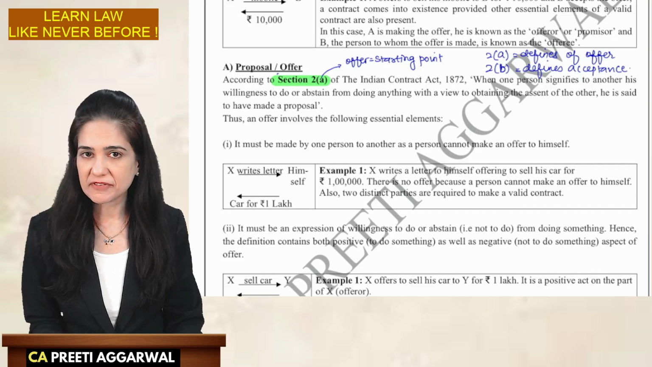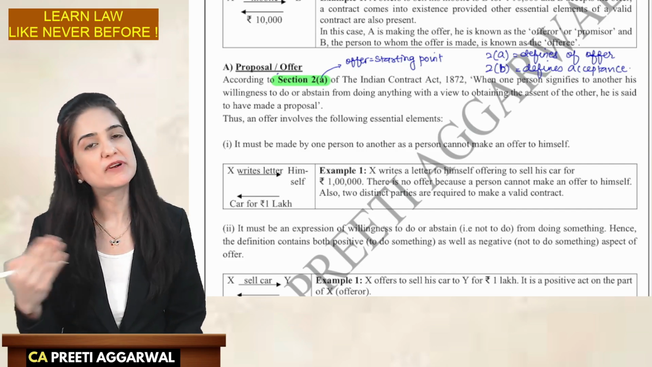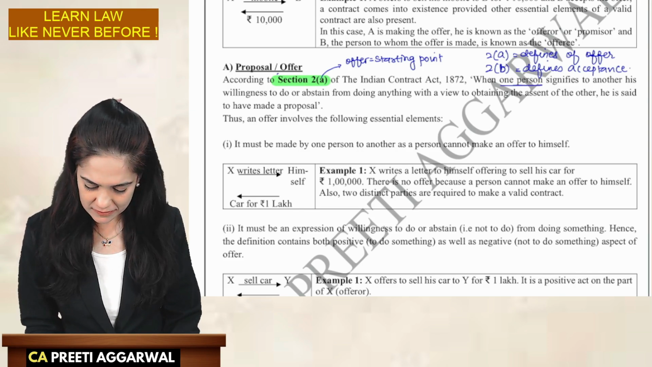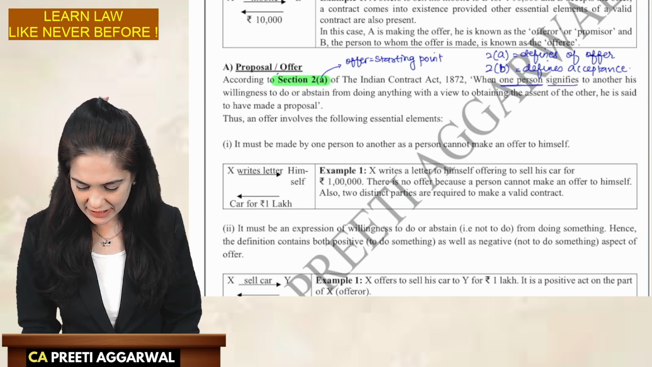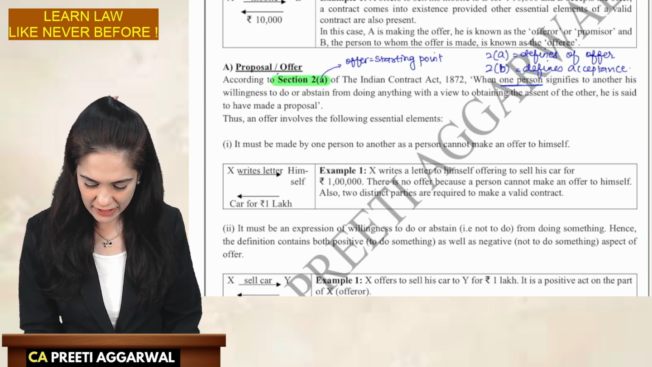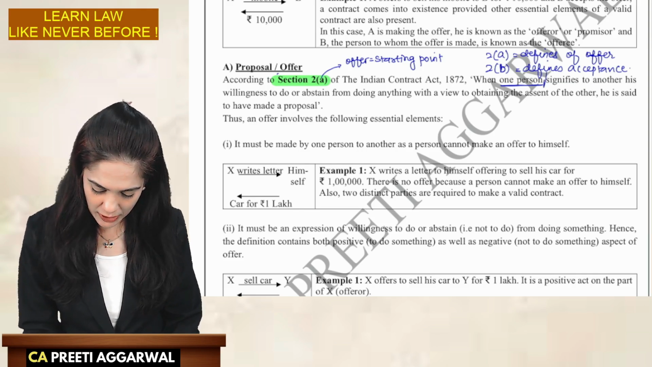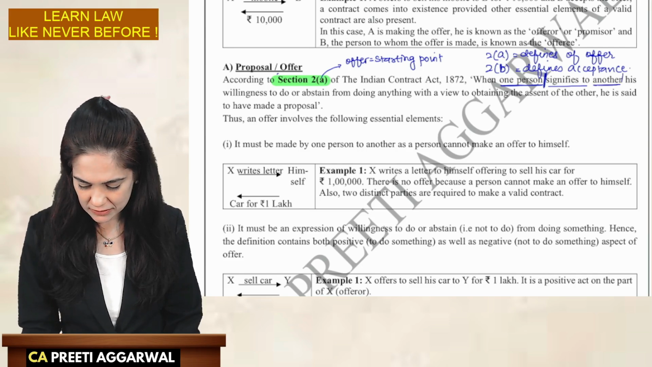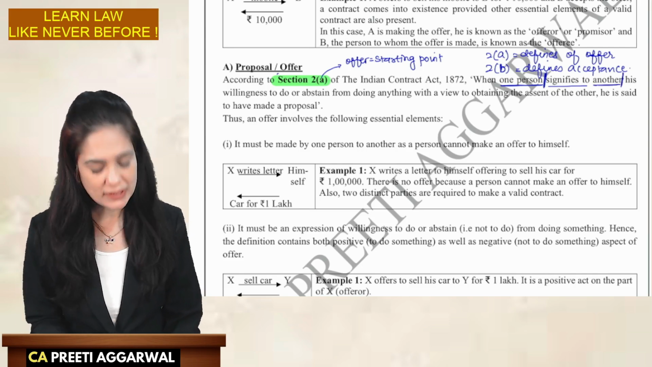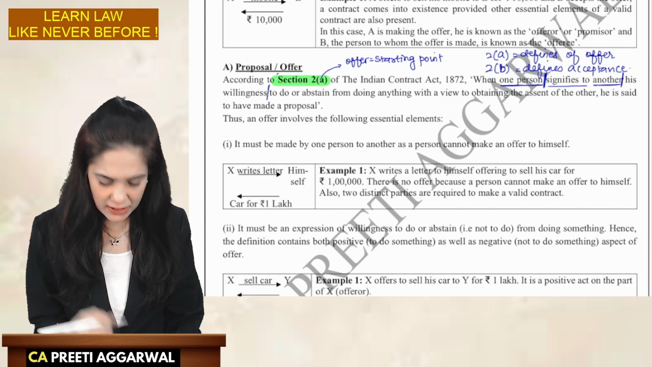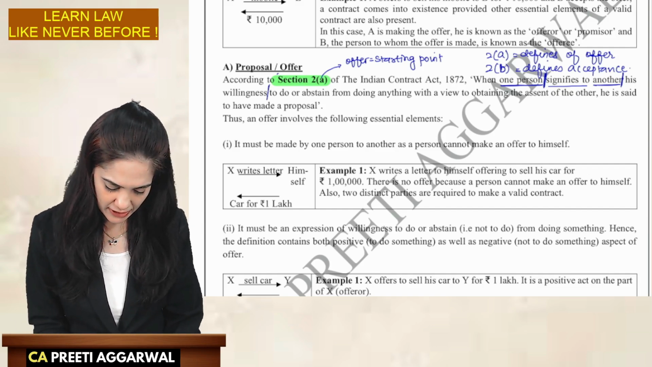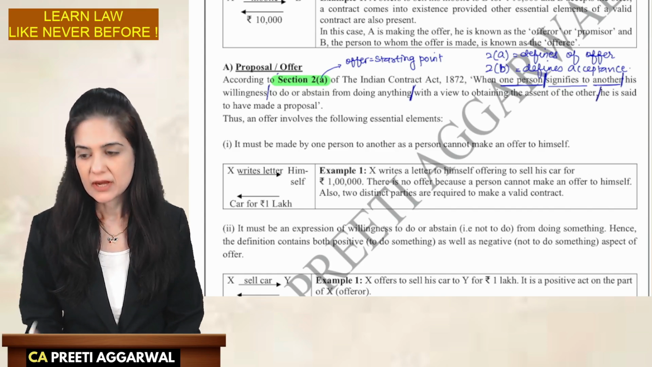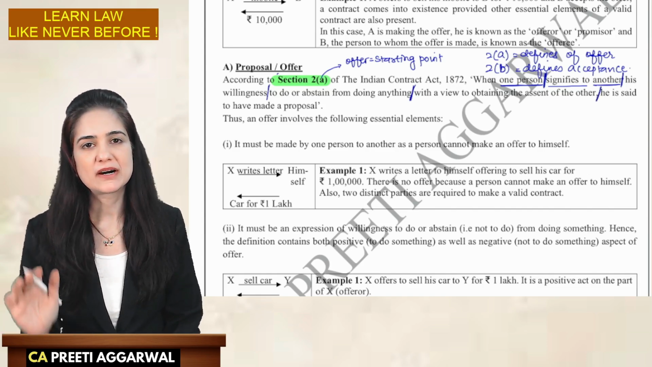Let's first read the definition, break it into small parts, and then we will discuss it in detail. When one person signifies to another, I will highlight the keywords for you, his willingness either to do or abstain from doing anything with a view to obtaining assent of the other person, he is said to have made a proposal.